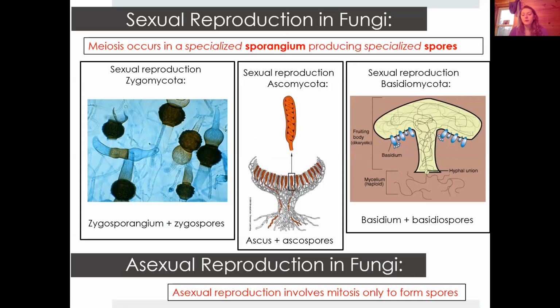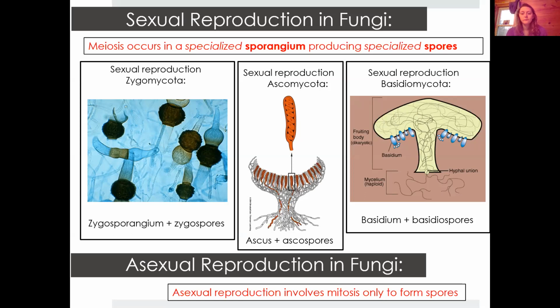Okay, so sexual reproduction in fungi, just like we saw in plants, there are some pretty specialized names for each group. So get in the habit of using these different names rather than saying just sporangium and spores. Talk about the most specific that you can. Meiosis is always going to occur within specialized sporangium and produce specialized spores, but it's going to be a different name in each group. In zygomycota, which are bread molds, you're going to have a zygosporangium that contains zygospores. In ascomycota, you have an ascus or asci that contains ascospores. And in basidiomycota, you have a basidium that contains basidiospores.